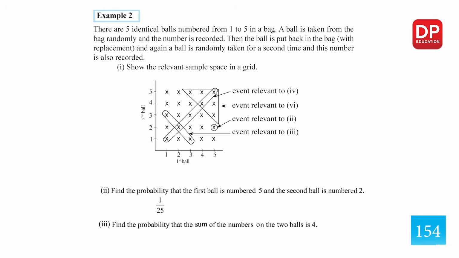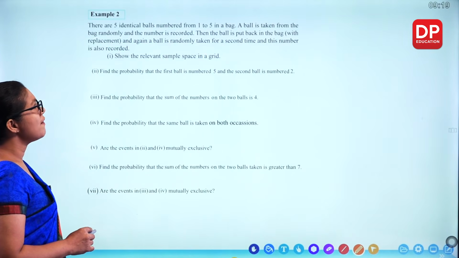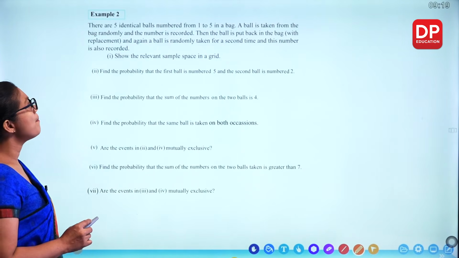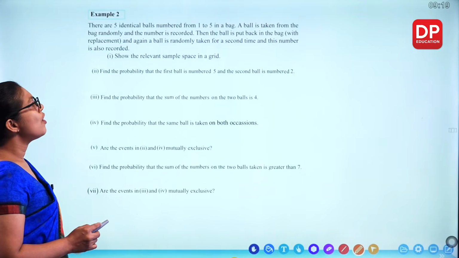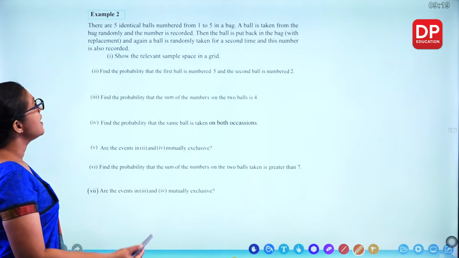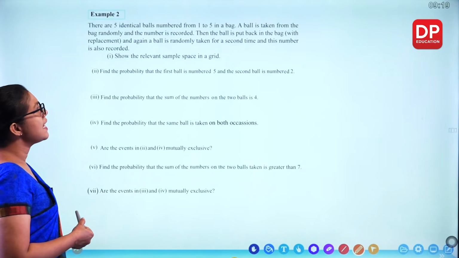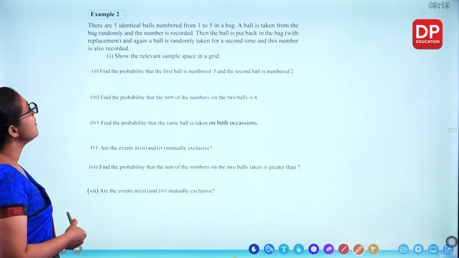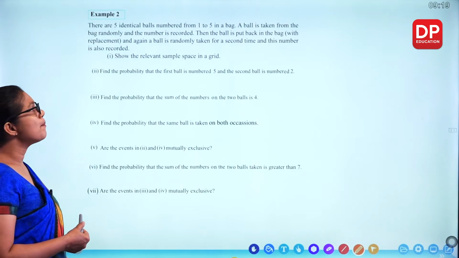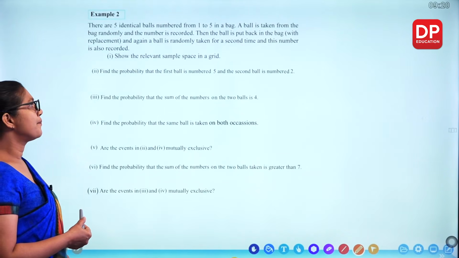Example number 2. There are 5 identical balls numbered from 1 to 5 in a bag. A ball is taken from the bag randomly and the number is recorded. Then the ball is put back in the bag with replacement, and again a ball is randomly taken for a second time. And this number is also recorded. Show the relevant sample space in a grid.